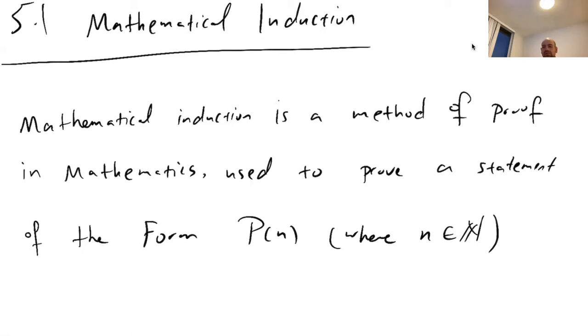So please remember that previously, at the beginning of the semester, when we talked about propositions, we saw that some propositions could depend on a variable, let's say n or x, and the truth of those propositions also depends on the value of the variable. So let's consider a proposition of the form P of n. And if we want to prove that this is true for every n in N, so every natural number, then we can use a method called mathematical induction.